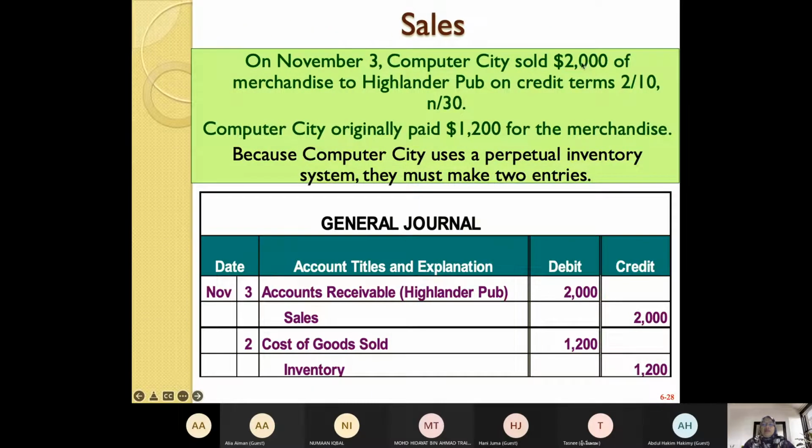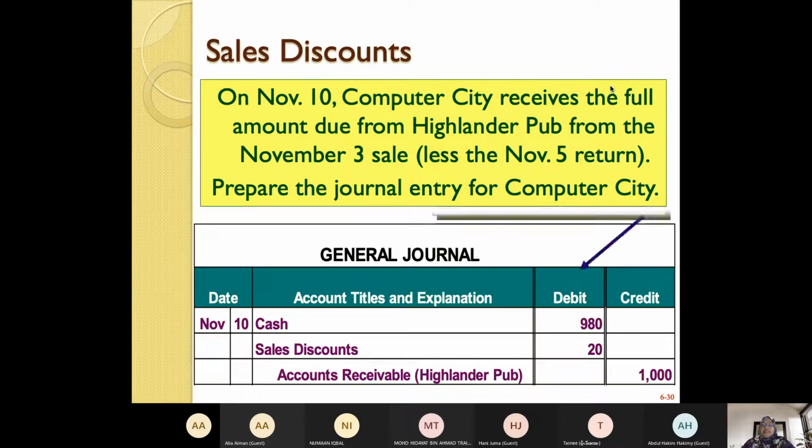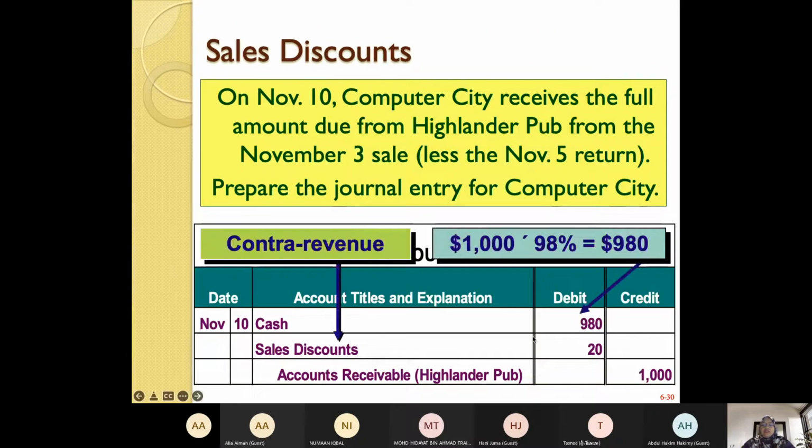So it means that 2,000 minus 1,000 sales return, you have 1,000 balance. But because you pay within 10 days, you are given 2% discount. So from 1,000, you don't have to pay 1,000, you only receive, sorry, it's not pay, it's a receive. You're going to receive from your customer 980 only. Why? Because there's a sales discount of 20, right?